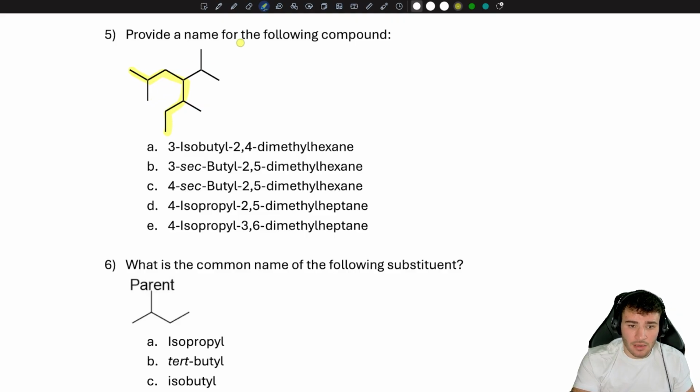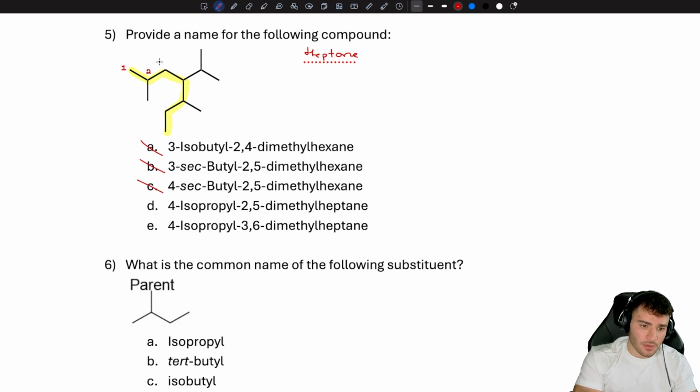So 7 is the longest chain, meaning that we can eliminate anything that starts with hexane or ends with hexane because that's wrong. Now, what I can tell you is that the next step, let's write heptane actually. The next step, what I like to teach you is to try numbering it from both directions and see which gives you the lowest overall numbers. But what I'll tell you is that you should number from this direction. I want you guys to try it the way I taught you guys. But for now, I'll do it like this.